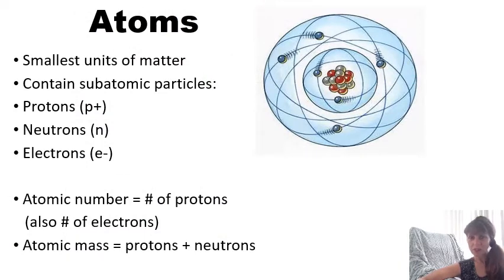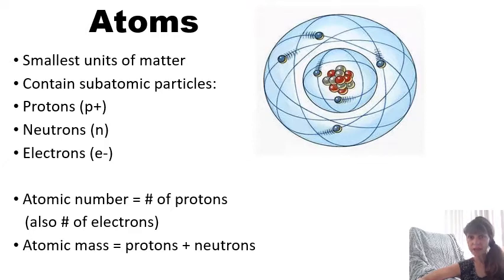Atoms are the smallest units of matter. They contain subatomic particles. Protons and neutrons are the subatomic particles found in the center of the atom, referred to as the nucleus. Protons carry a positive charge. Neutrons are neutral. They do not have a charge. Orbiting the nucleus, we can find negatively charged electrons. The electrons orbit the nucleus at various levels, called energy shells.